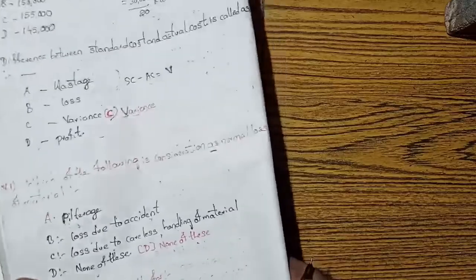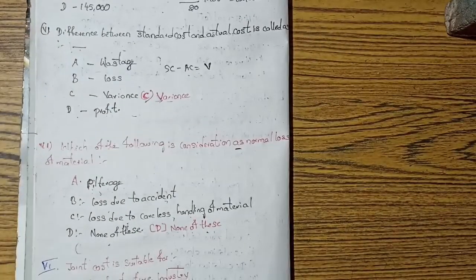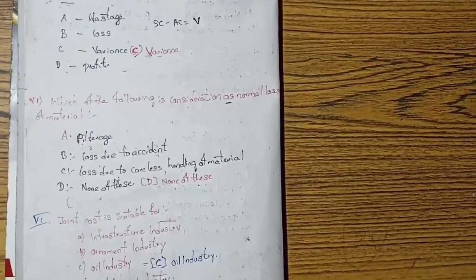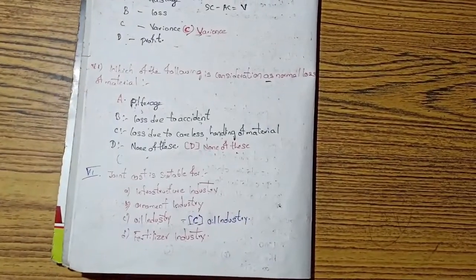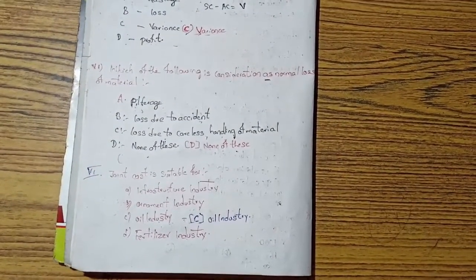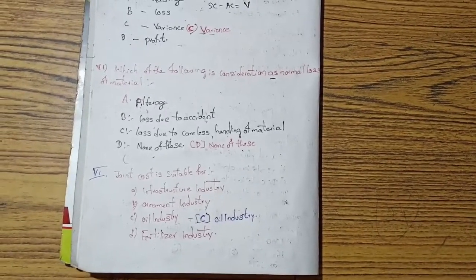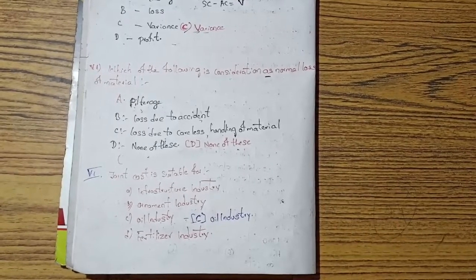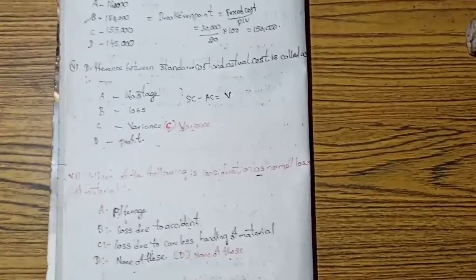So next, joint cost is suitable for: infrastructure industry, armament industry, oil industry, fertilizer industry. Whichever is the correct answer, we choose it. Option C is the right answer, oil industry. So joint cost is suitable for oil industry.